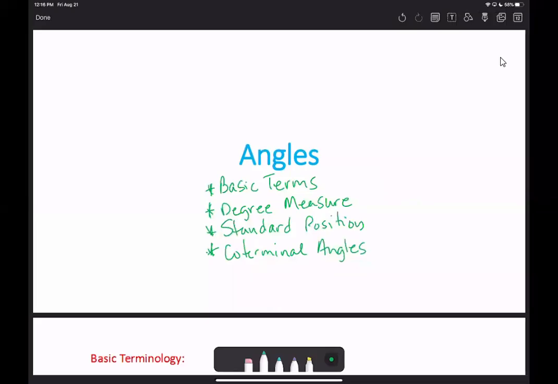Hello, class. This lesson is on angles, and we will cover just some basic terminology and degree measure, standard position of an angle, and coterminal angles.